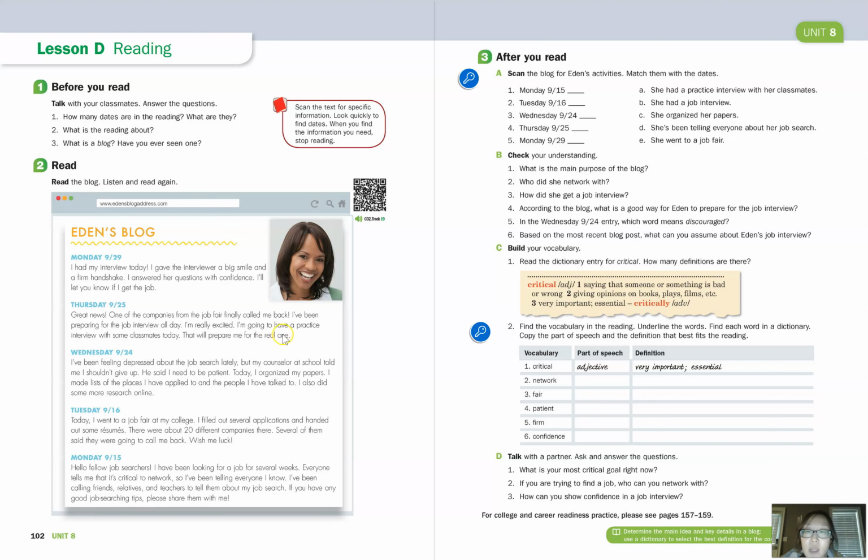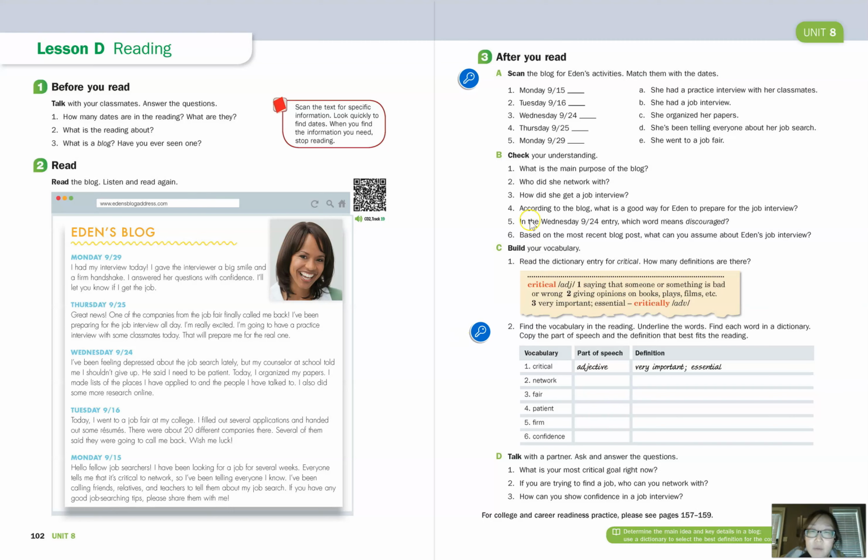Okay, so let's answer this question. According to the blog, a practice interview is a good way for Eden to prepare for the job interview. Or you can also say, a good way for Eden to prepare for the job interview is to practice with her classmates, or to have a practice interview with her classmates.